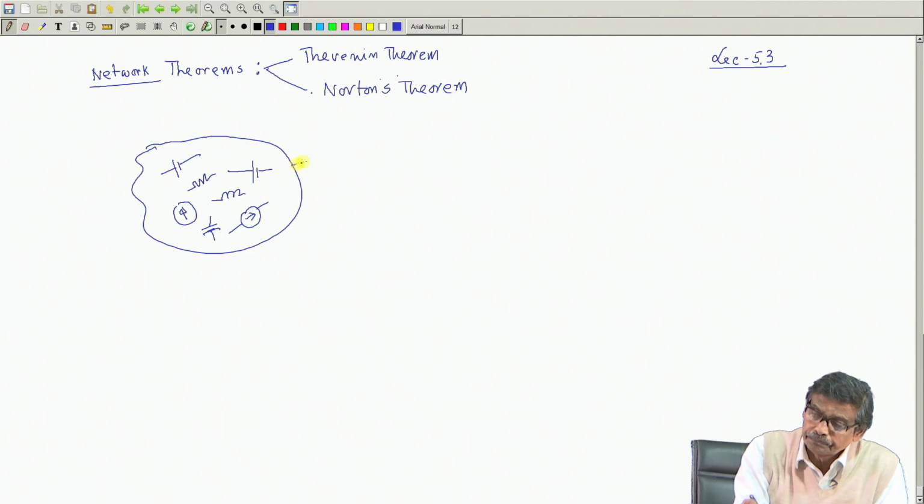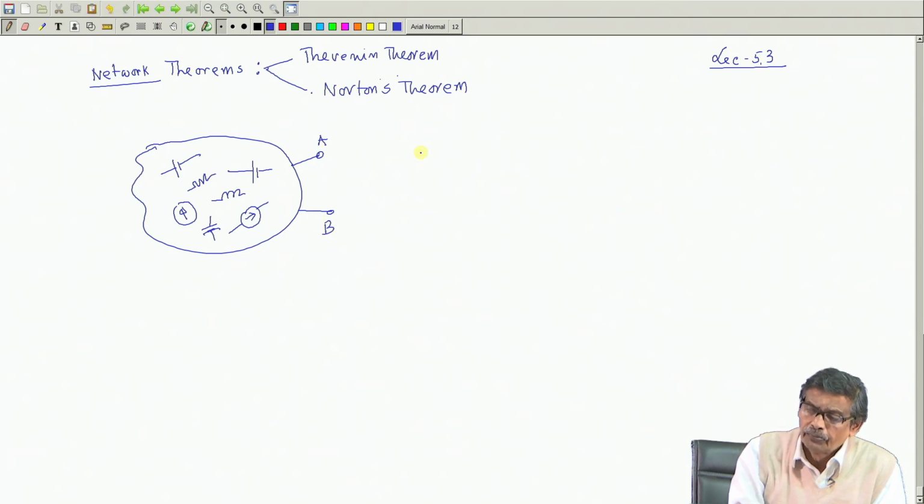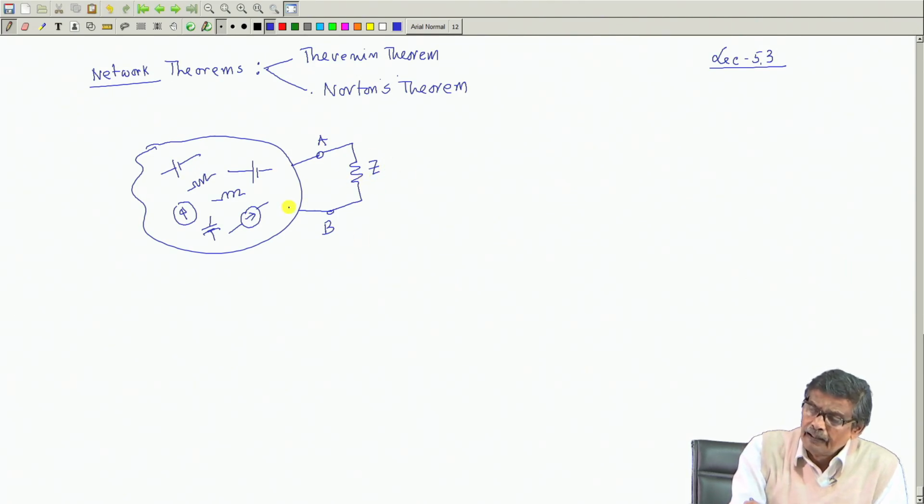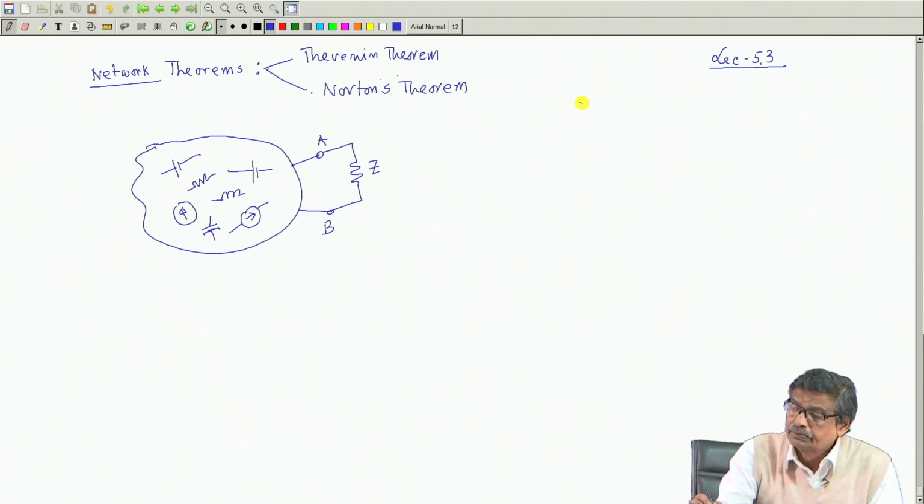Now, I come to two nodes where I will connect some impedance here. Let this impedance be called Z. For example, this network could be a network like this. What not?